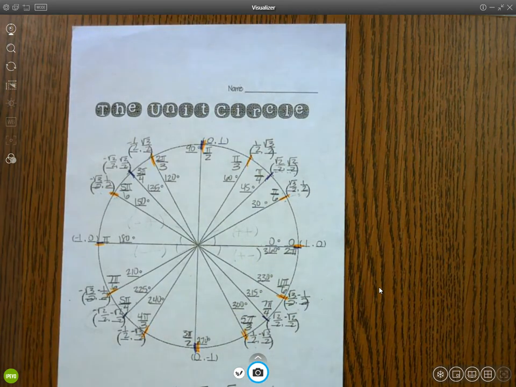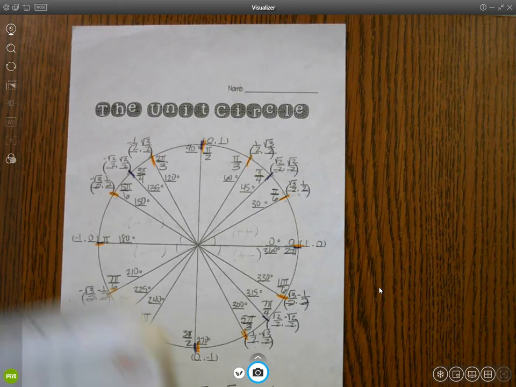Anyway, basically you're going to get the same unit circle. You're going to fill in the degrees, the radians, the ordered pairs, and then you have to know the definitions that we put in our unit circle on the unit circle page in our composition book. Sorry, so let me see if I can flip to that real fast.